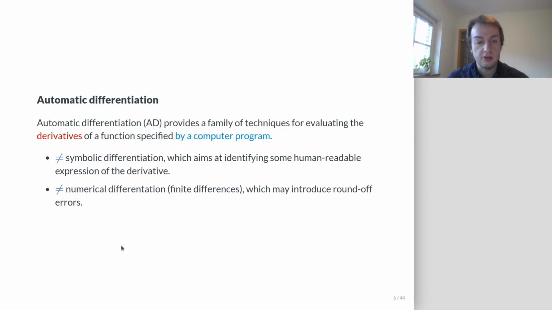And finally, it's also different from numerical differentiation, in particular techniques like finite differences, in the sense that the algorithm that we see today is exact. It will not introduce, for example, rounding errors as you would have when you use finite differences. Of course, up to the precision of the floating point number. But otherwise, the algorithm is exact.